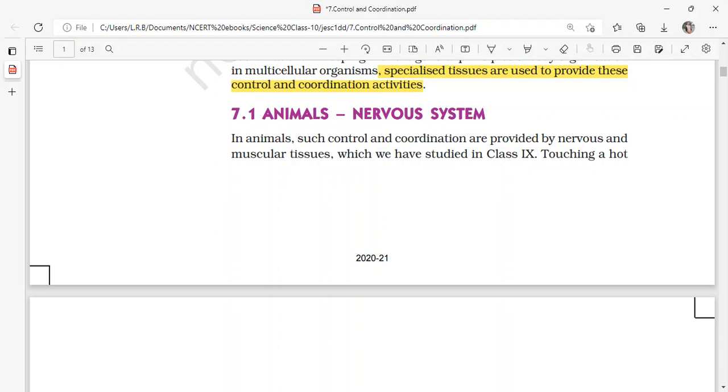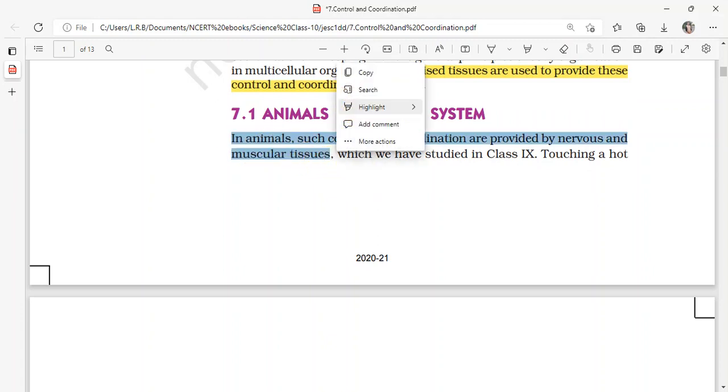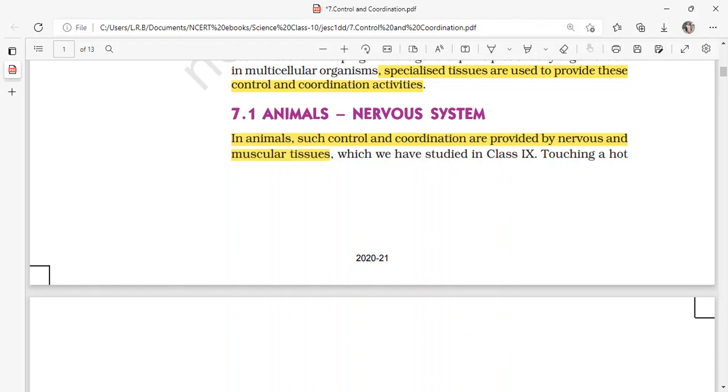Animals' nervous system. In animals, control and coordination are provided by nervous and muscular tissues. So what are the tissues that are involved in control and coordination? They are nervous tissue and muscular tissue. In chapter 6 of ninth class, the tissues chapter, you will be learning about nervous tissue and muscular tissues.